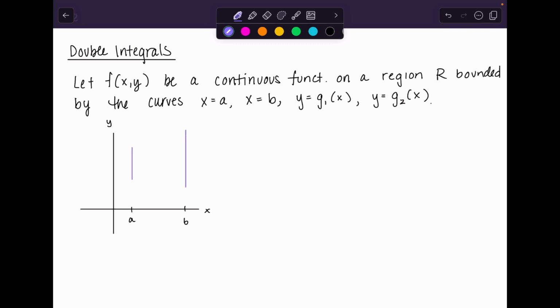So let's say it ends up looking like this. This is the line x equals a. This is the line x equals b. But up here, I have some bound, which is y is some function of x. And down here, maybe I have a straight line. y is a different function of x. Okay. This is our region of integration R.